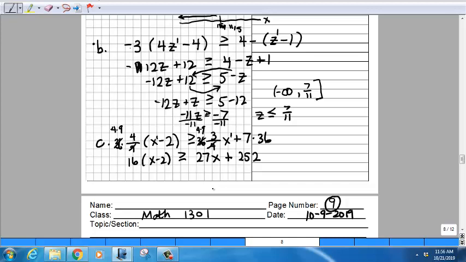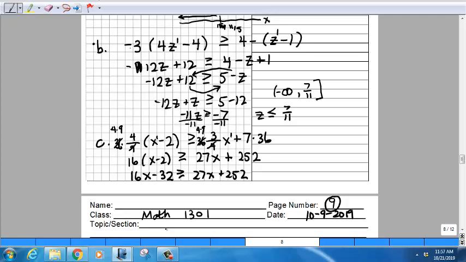So still a little messy, but not messy in the sense that we have any fractions in it. So remember that game of eliminating fractions by multiplying everything. You've got to multiply everything by the least common denominator. Now let's just proceed. So I have 16x minus 32 greater than or equal to 27x plus 252.